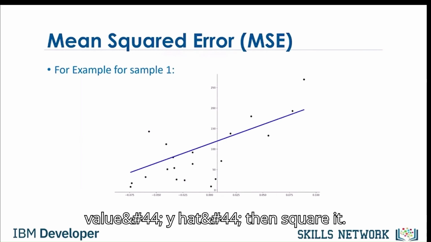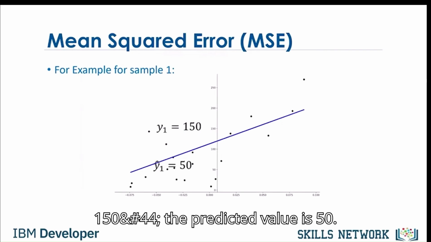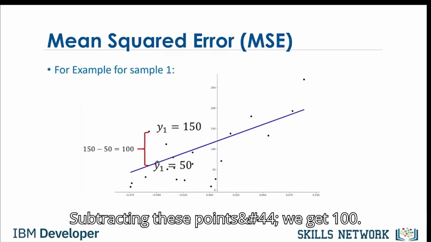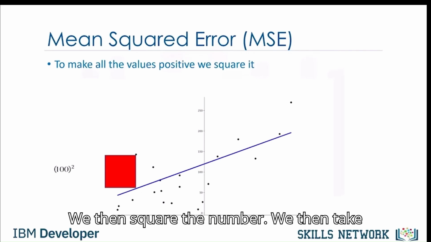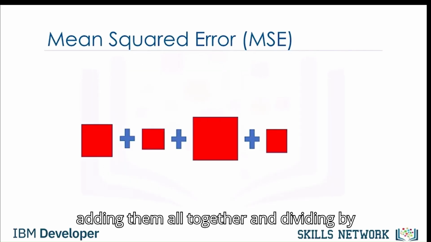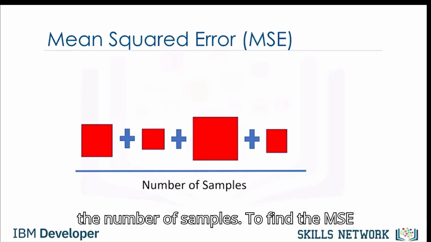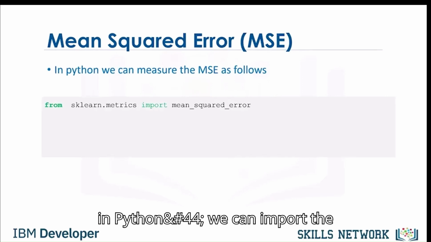To measure the MSE, we find the difference between the actual value, y, and the predicted value, y hat, then square it. In this case, the actual value is 150, the predicted value is 50. Subtracting these points, we get 100. We then square the number. We then take the mean or average of all the errors by adding them all together and dividing by the number of samples.